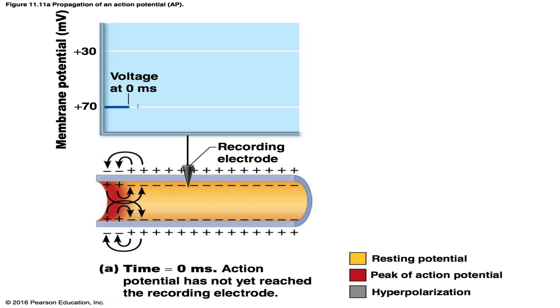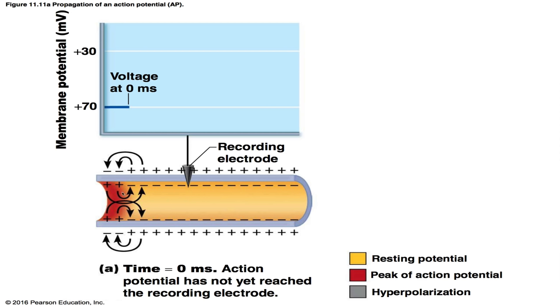Because this is the resting potential, right over here. This is the point where the electrode has been inserted. And if you notice, the outside of the nerve cell is positive and the inside is negative. The action potential right now is at this point, and remember, it's going to be moving forward, down in this direction.